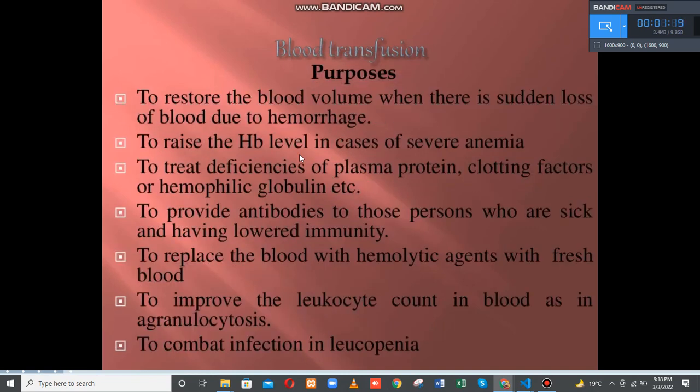Next, the purposes: to restore the blood volume when there is a sudden loss of blood due to hemorrhage, to raise the Hb level in a case of severe anemia, to treat deficiency of plasma protein, clotting factors, or hypoglobulinemia, to provide antibodies to those persons who are sick and having a lowered immunity, and to replace the blood with hemolytic agents with fresh blood, to improve the leukocyte count in blood as in agranulocytosis, to combat infection in leukopenia. So these are the purposes.